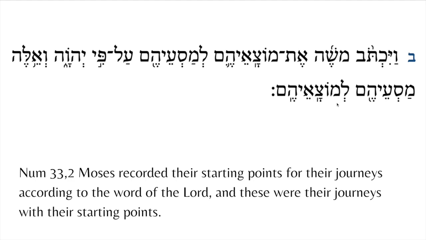And then again here we have a lamed le, and then we have motsaehem, just like we had here, motsaehem, which is again their starting points, or the point where they went out, right? The hem again means there, and le here is translated as with, okay, or you can also translate it as for, or to. There are different ways that the lamed is translated.